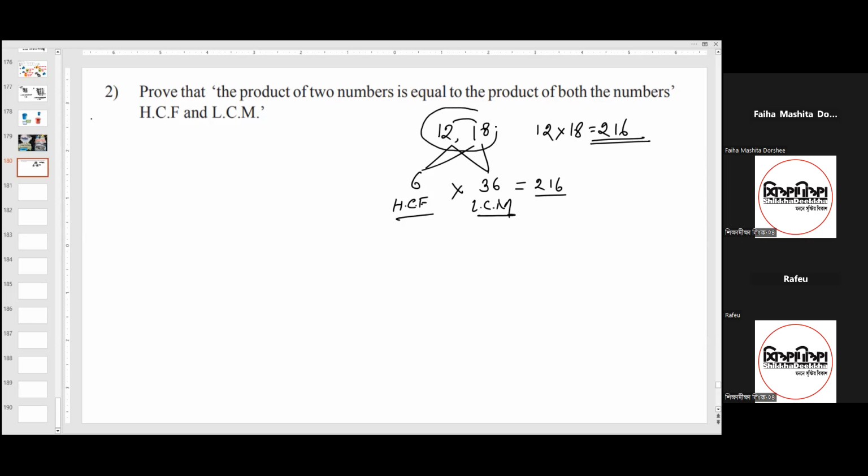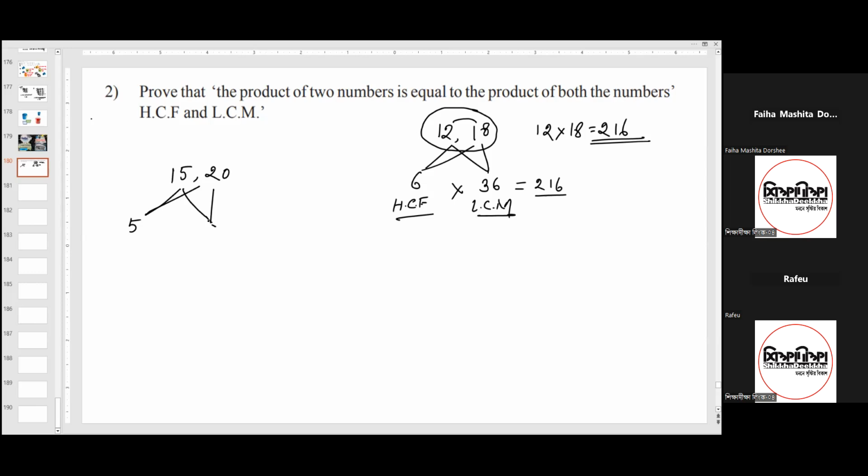Okay, but how can you ensure that if it is true for 12 and 18, it will be true for any pair of numbers? Sir, it is not equal for all numbers. I tried a different pair, like 15 and 20. The LCM multiplied by the HCF came to 100, but the multiplication of 15 and 20 is not 200.